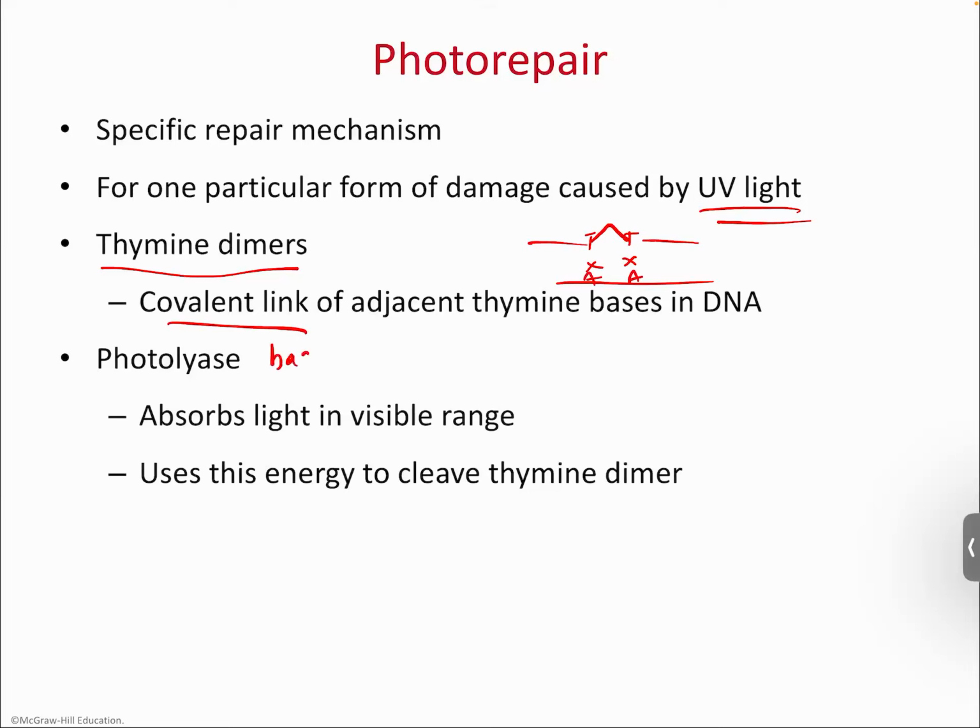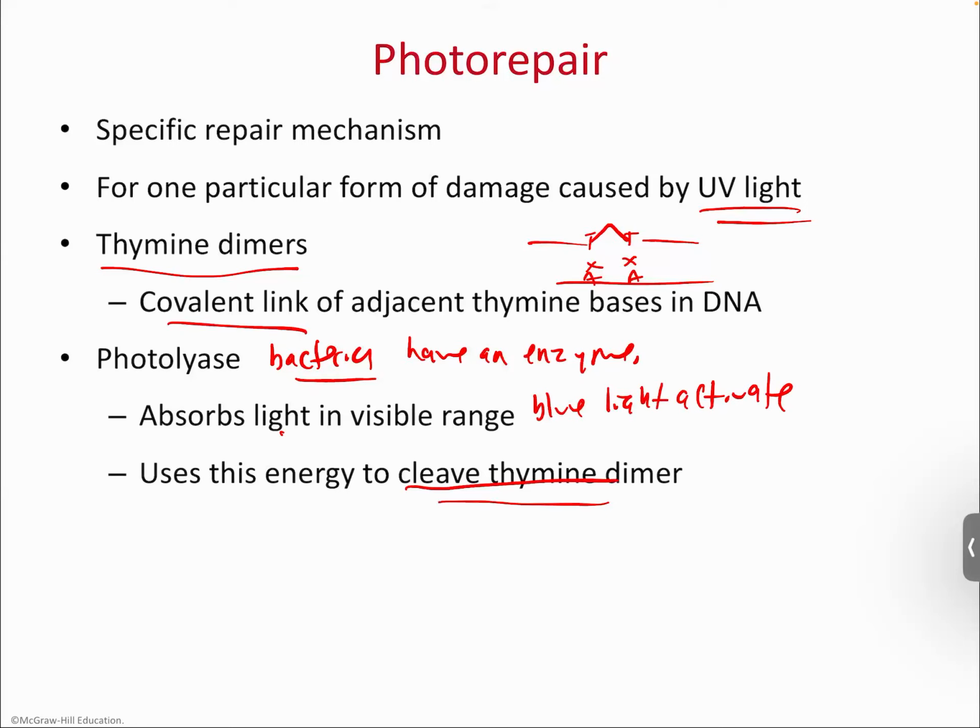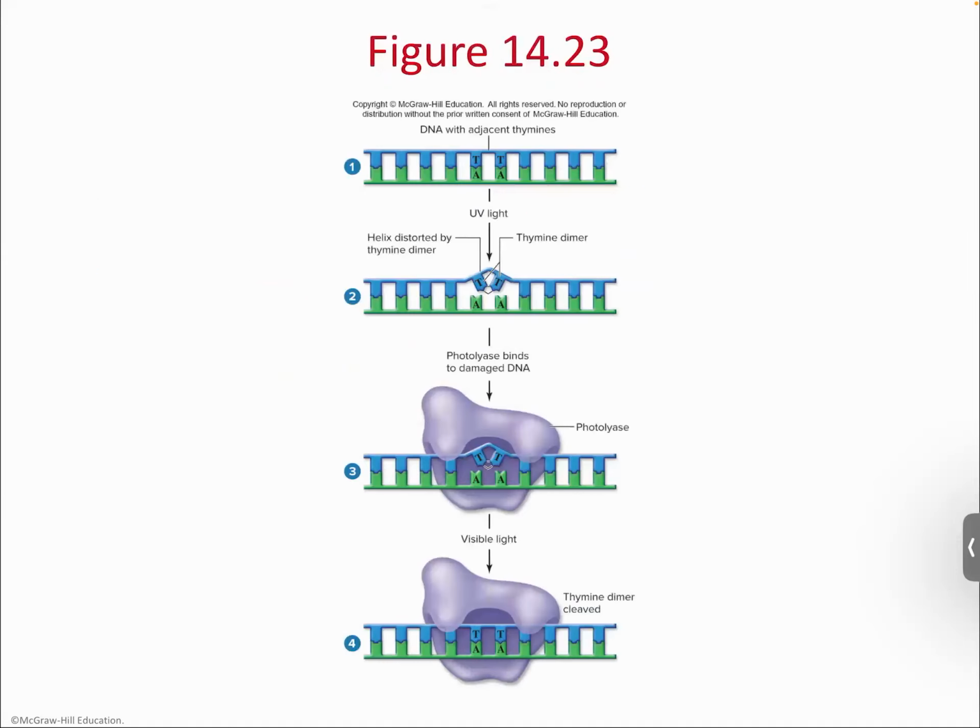Now in bacteria, they have a way to fix this. They have an enzyme called photolyase. And this is light sensitive. So basically, if it takes in blue light, it'll activate the enzyme. And what it'll do is it'll actually cleave that covalent bond and restore it. Bacteria have this, we don't. So this is what it looks like.